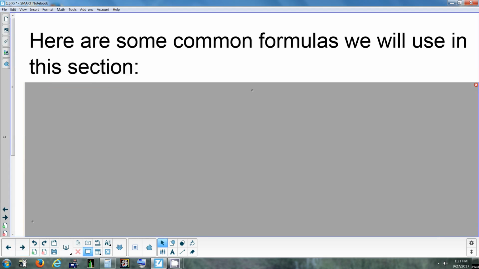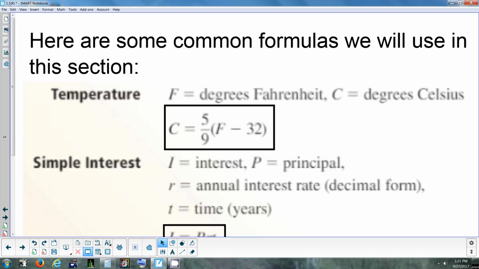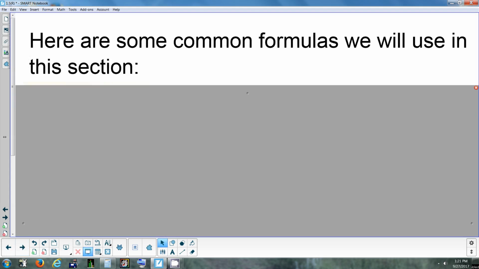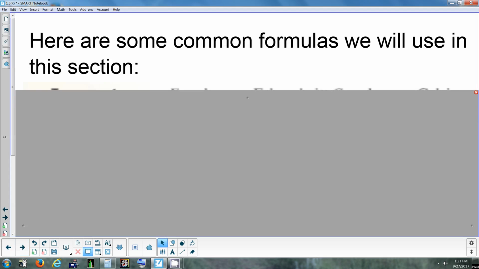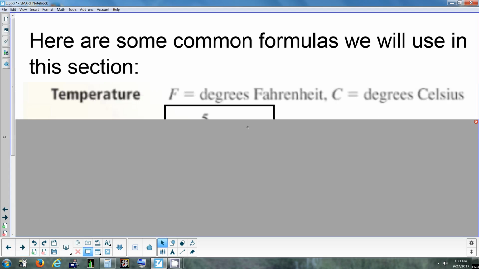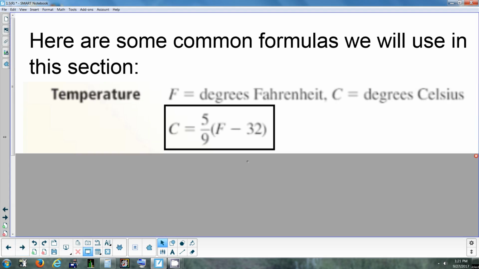So, can somebody tell me one unit or one system that we use to measure temperature? Celsius. Fahrenheit and Celsius. And there's another one. There's Kelvin. That's like as cold as it can get.